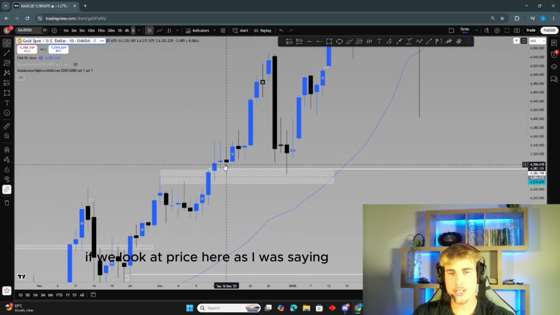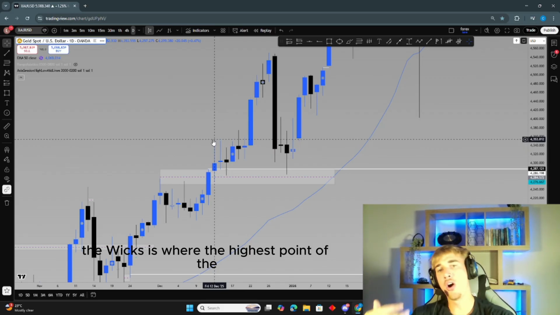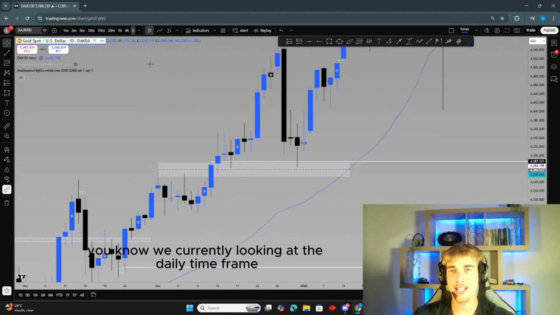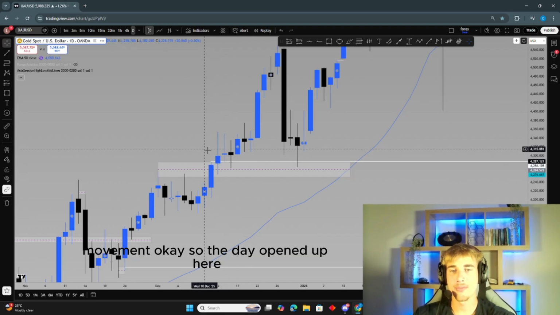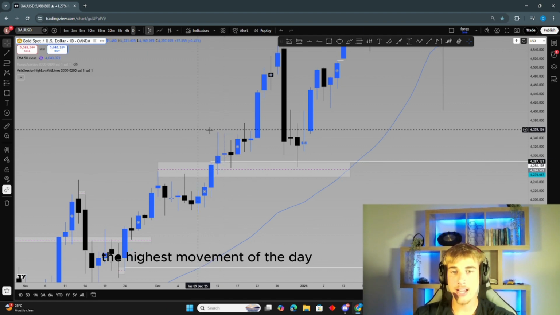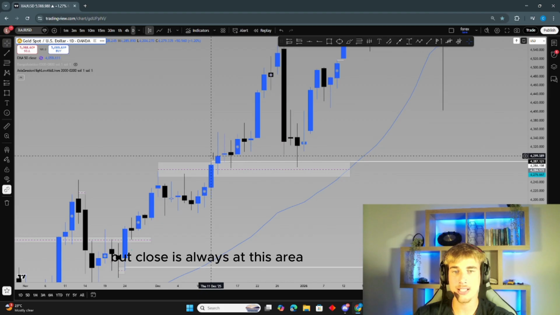If we look at price here, as I was saying, the wicks is where the highest point is in that time frame. We're currently looking at the daily time frame. So each candle represents a daily movement. Okay, so the day opened up here, closed here, the highest movement of the day, obviously pushing up to that point, and the lowest movement of the day at the bottom point there. But close is always at this area.